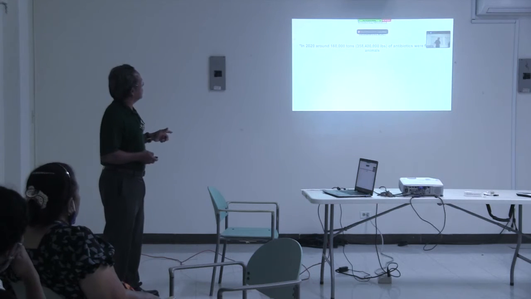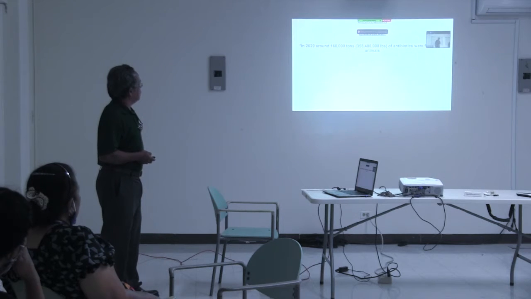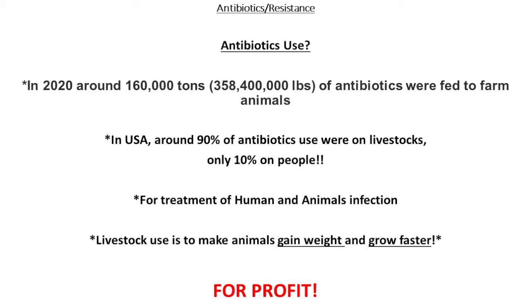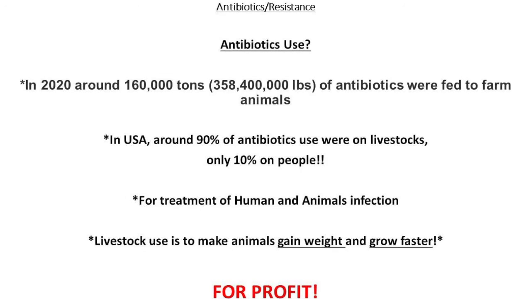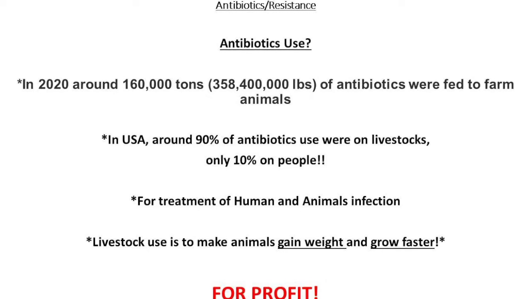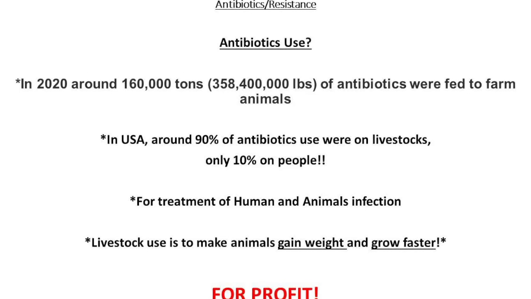In the US, just last year, 160,000 tons, that's 358,400,000 pounds of antibiotics were used. And guess what they were spent on? Who can guess? They're not spent on humans. They don't spend it on people. Spent on livestock.